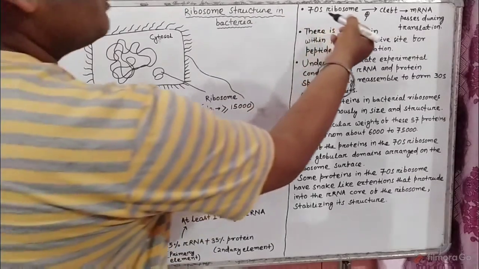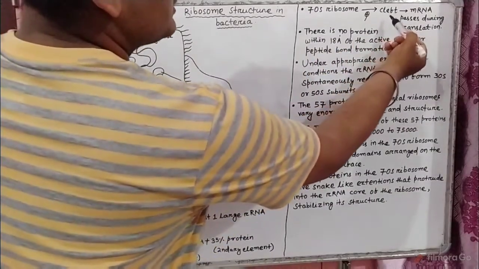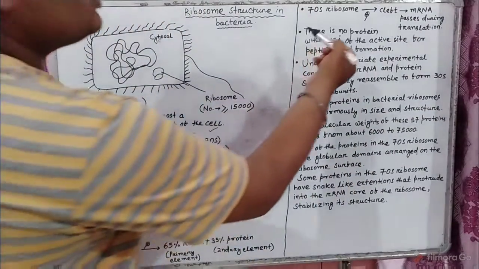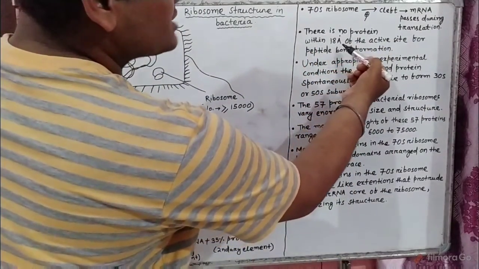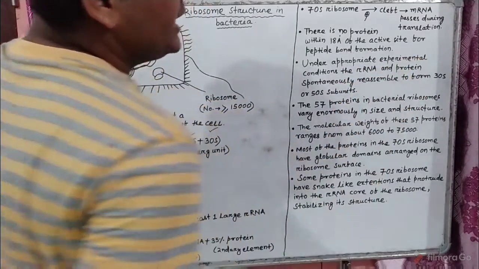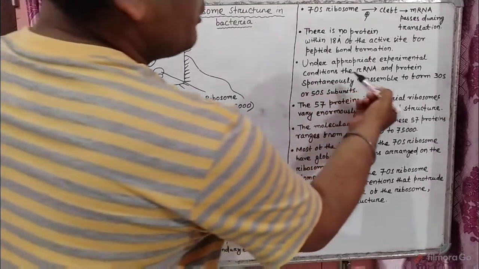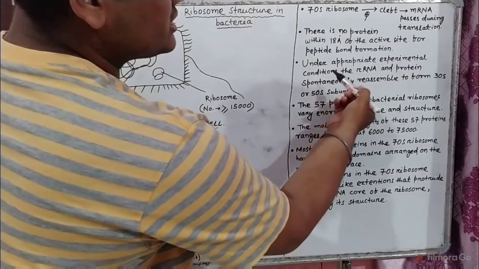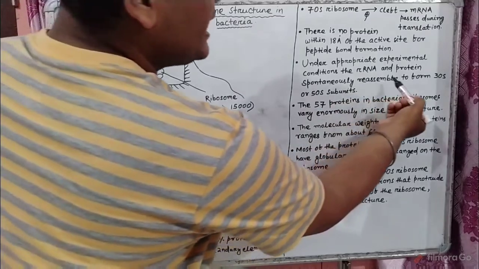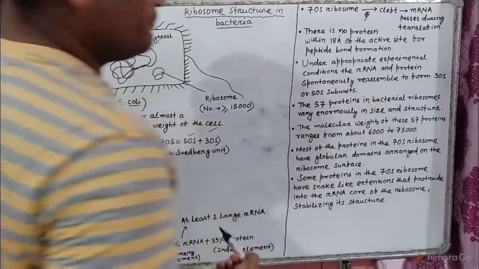The 70S ribosome in the bacteria has a cleft. Through this cleft, the mRNA passes during translation. There is no protein within 18 angstroms of the active site for peptide bond formation in the 70S ribosome. Under appropriate experimental conditions, the rRNA and protein spontaneously reassemble to form 30S or 50S subunits.